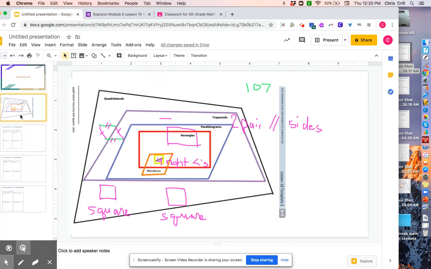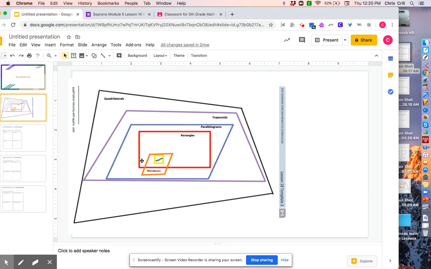And if we go back to this diagram that we looked at in the beginning, we see a square is nestled inside a rhombus, which means a square is a rhombus, and a square is also a rectangle. That's why it's embedded inside this rectangle and inside this rhombus.